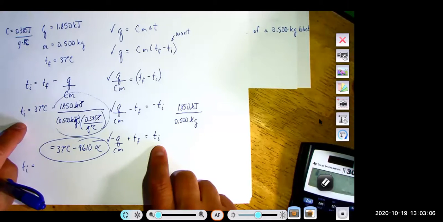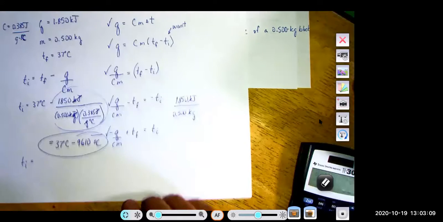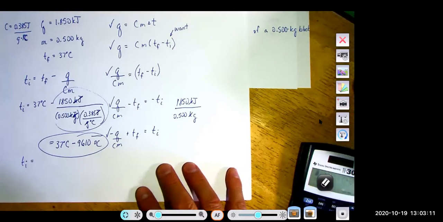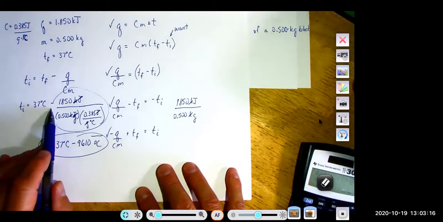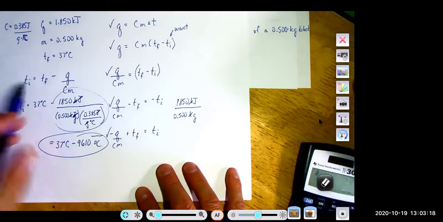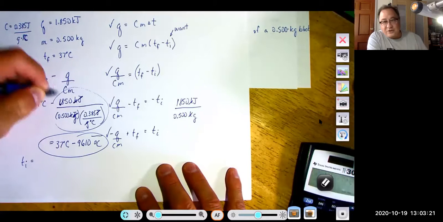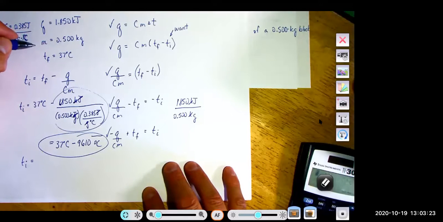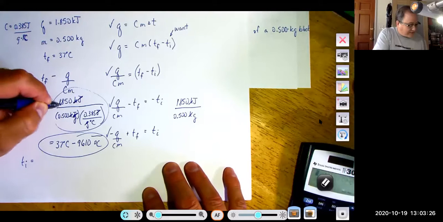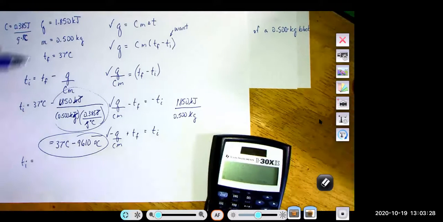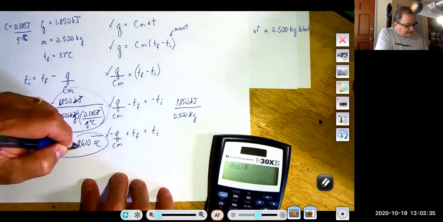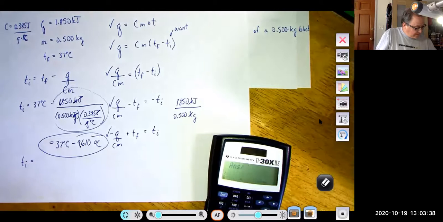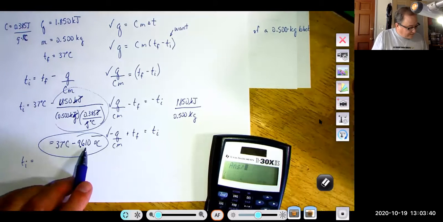Wait, is it on the initial calculation? 37 degrees minus, is that supposed to be 1.850 or? Ah, good eyes. Okay, yeah. 850, not 1,850. So it's 9.6, not 9,610.